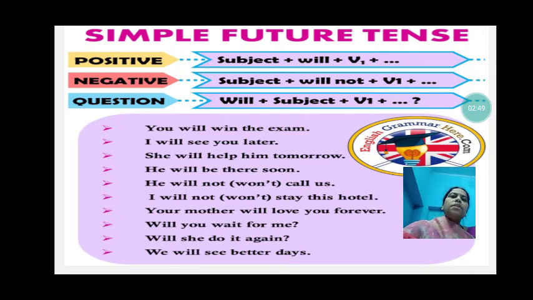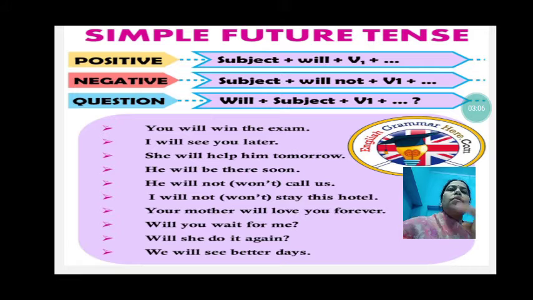Now in the negative: subject plus will not plus V1 plus object. Like in number 5 we see, he will not or won't. So we can use won't also in place of will not. He will not call us. So that is a negative sentence.